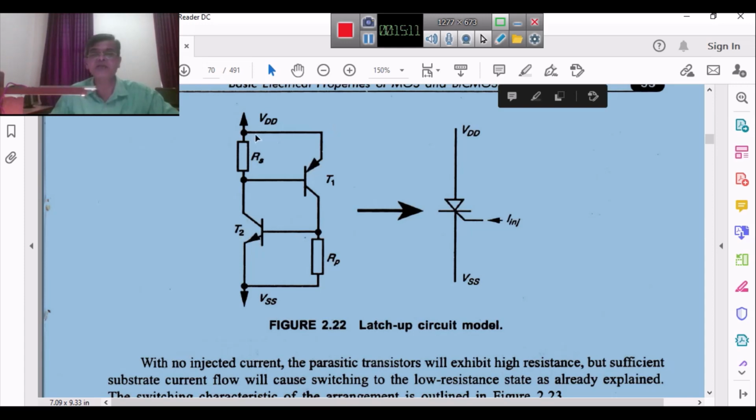That means as a result there will be a lot of current flow between VDD and ground. Simply, VC is at and VB is at. We know that VC and VB are at very low potentials. That means between VDD and VSS, a very low conducting path is created. That means RS and RP will never come into the picture at all. As a result, a lot of current will flow from VDD to VSS.